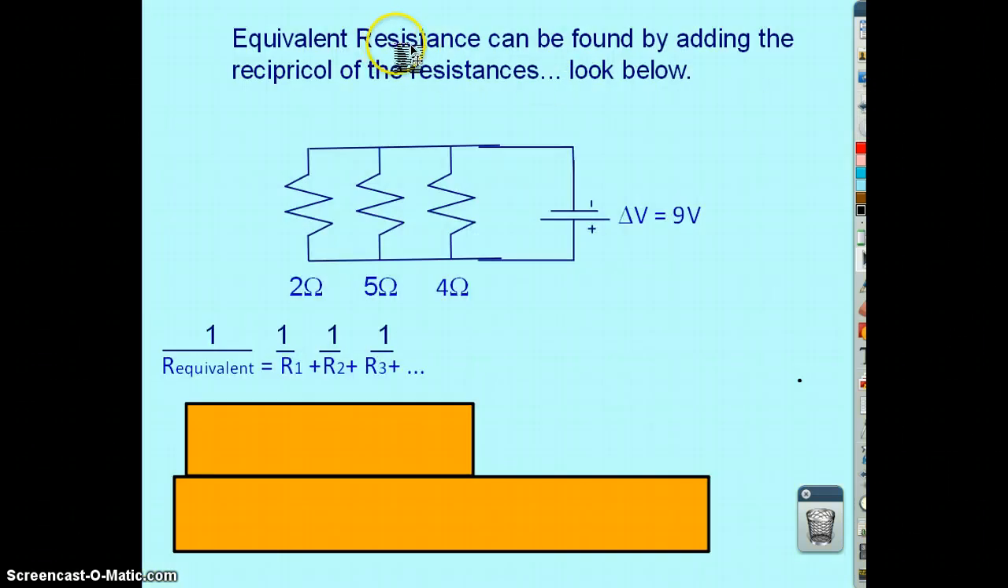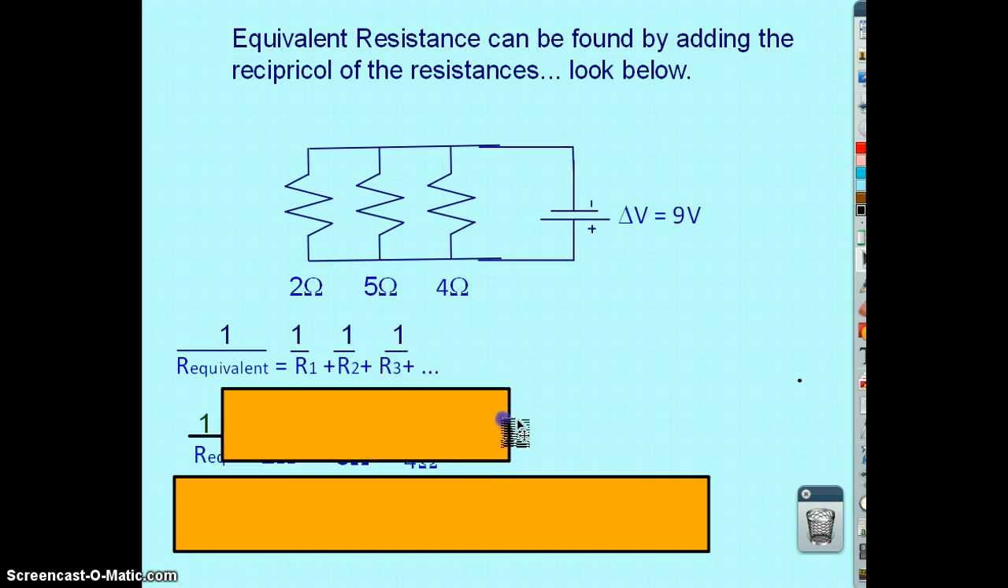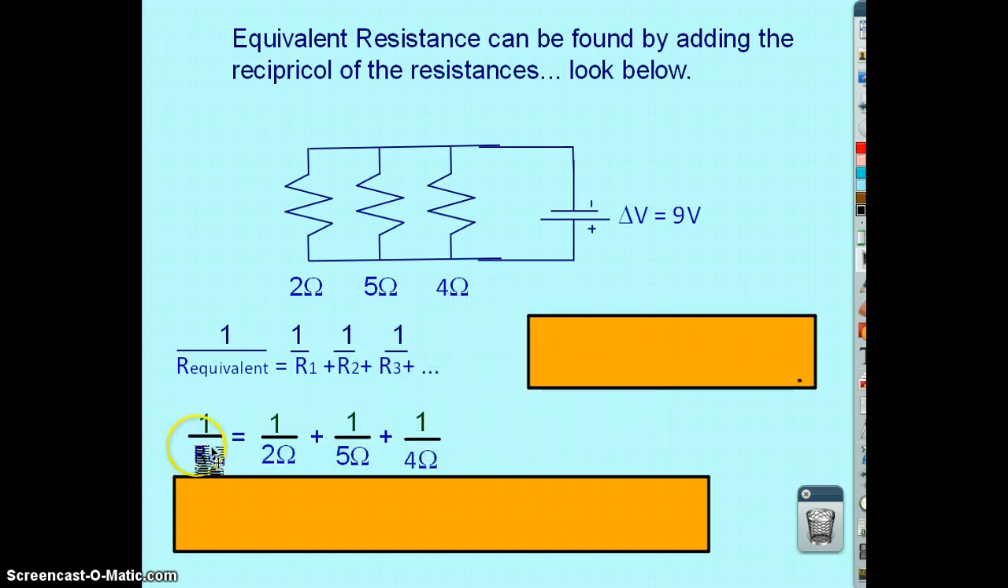Now, equivalent resistance in a parallel can be found by adding the reciprocal of the resistances. Look below. If we have a 2 ohm resistor, a 5 ohm resistor, and a 4 ohm resistor, to find the equivalent resistance, we follow this formula. 1 over the equivalent is equal to 1 over R plus 1 over R plus 1 over R. Let's throw in our numbers here. And we see 1 over the equivalent resistance is equal to 1 over 2 ohms plus 1 over 5 ohms plus 1 over 4 ohms.